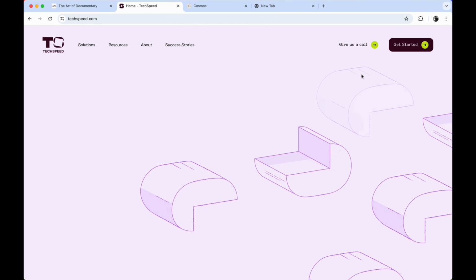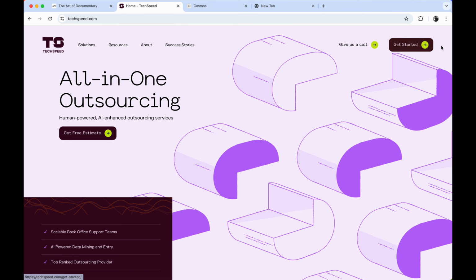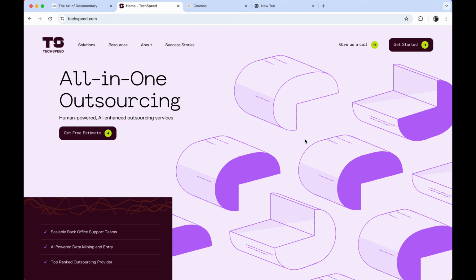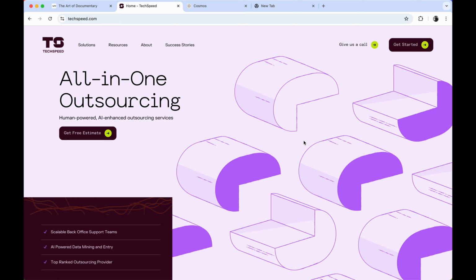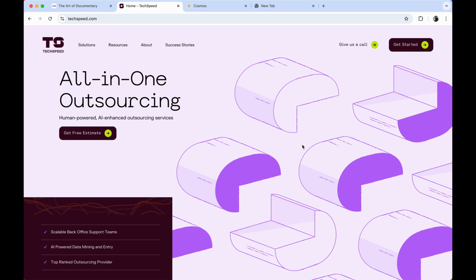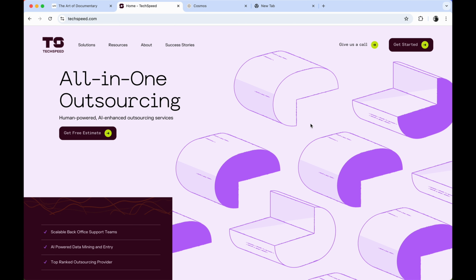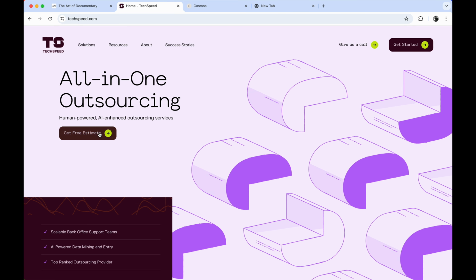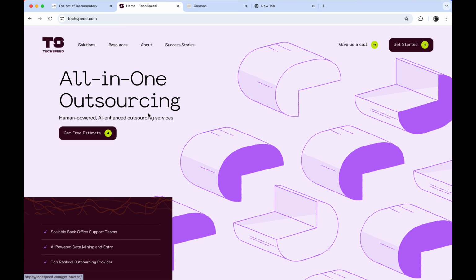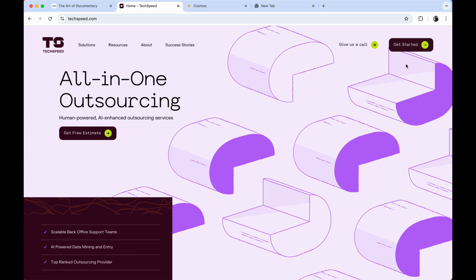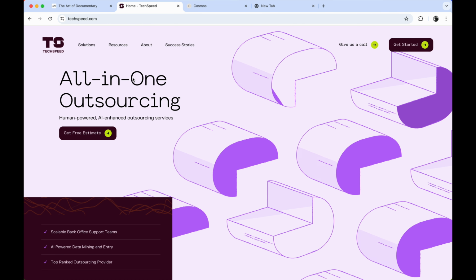So sometimes you can see here, we've got different labels, get a free estimate and get started. It's always great to play around with your CTA language, and something that I like to make sure that we nail is making sure that we're using proper action-oriented verbs and language around get a free estimate, get started. It's very action, doing focused.